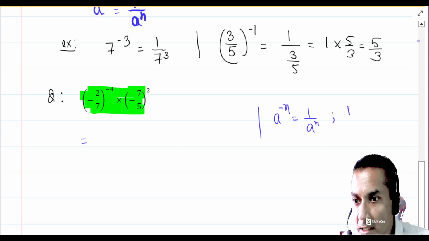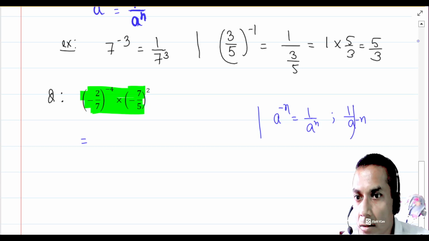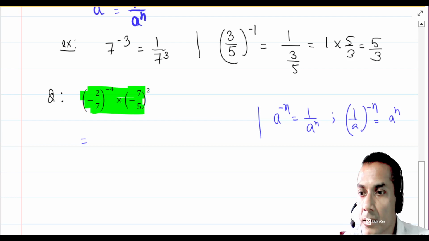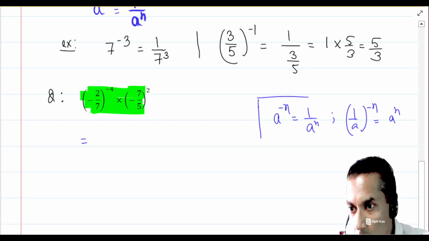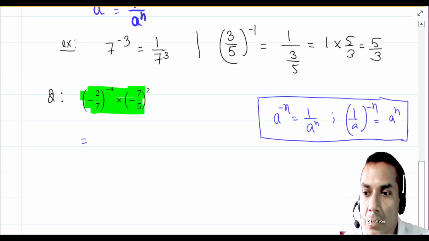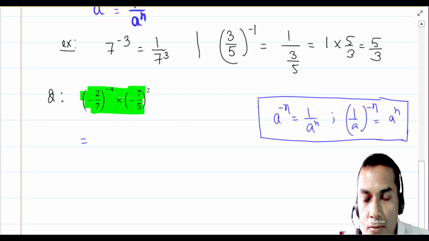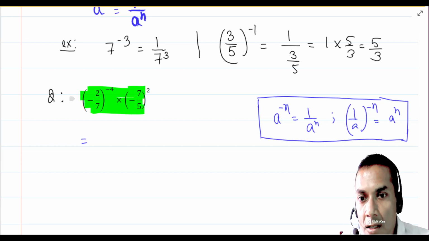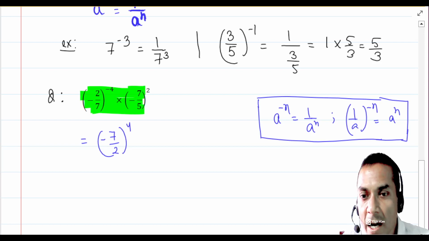Similarly, if it is 1 by a to the power minus n, then it will be a to the power n. Clear? It means you have to inverse it without changing the inside sign and also the value. What does that mean? For example, minus 2 by 7. You keep the minus as it is. So it becomes 7 by 2 to the power 4. The minus 4 will be 4.